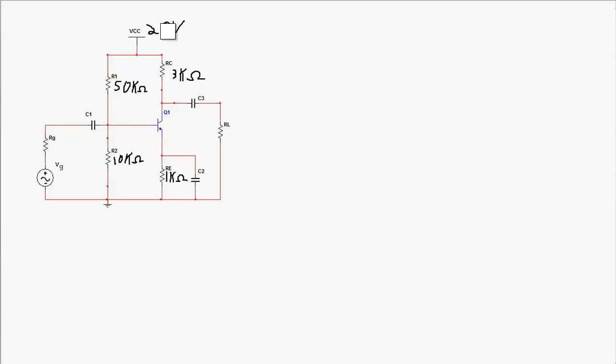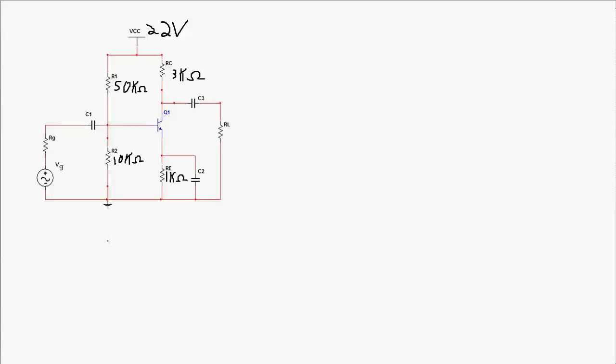And actually, let's make this voltage source 22 volts. Now, the AC analysis of this circuit is going to involve figuring out what the gain of the circuit is, what the input impedance is, what the output impedance is, to give us an overall picture of what characteristics this circuit has as an amplifier.